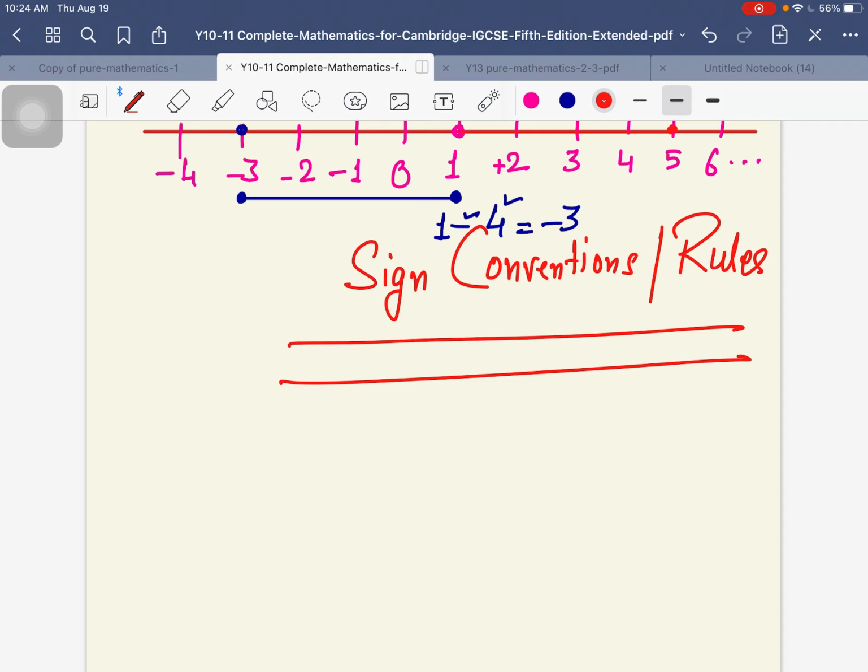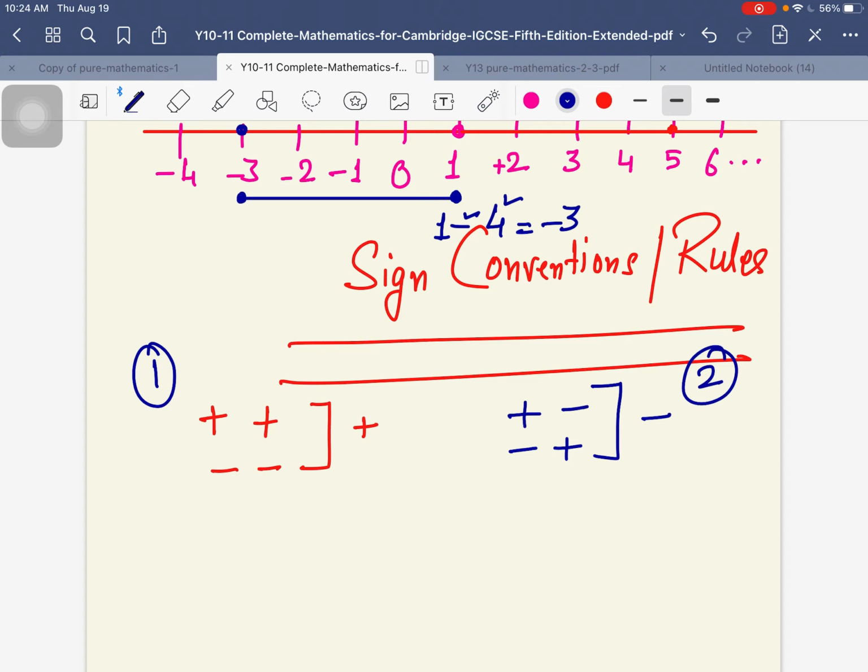So the rules are: if two numbers are positive or if two numbers are negative, we're going to add them. Likewise, if one number is positive and the other is negative, or one is negative and the other is positive, opposite symbols, we need to subtract them. That's the rule only. This rule has quite a significance in solving questions of various types.